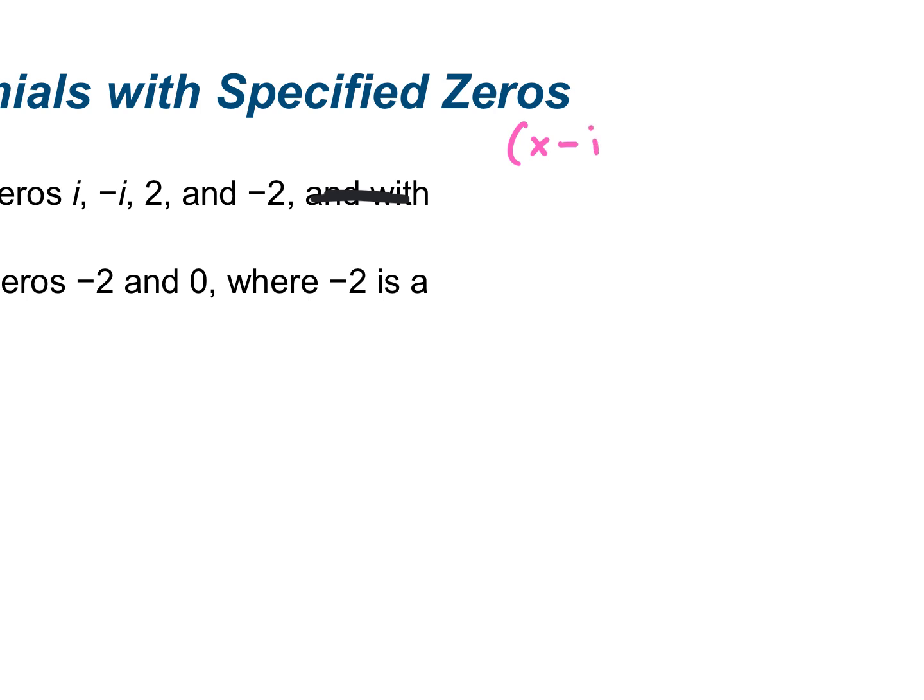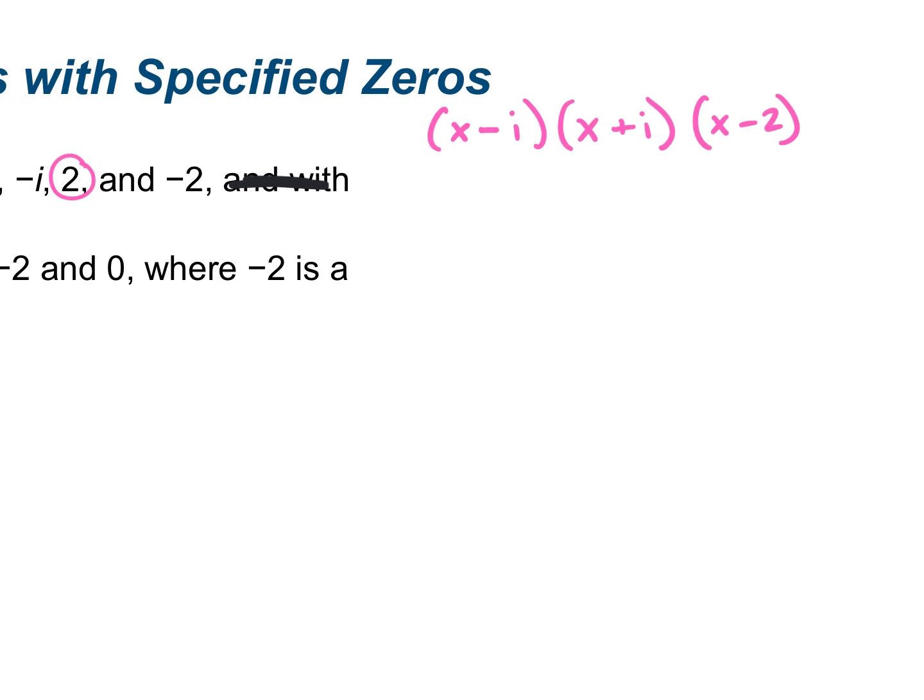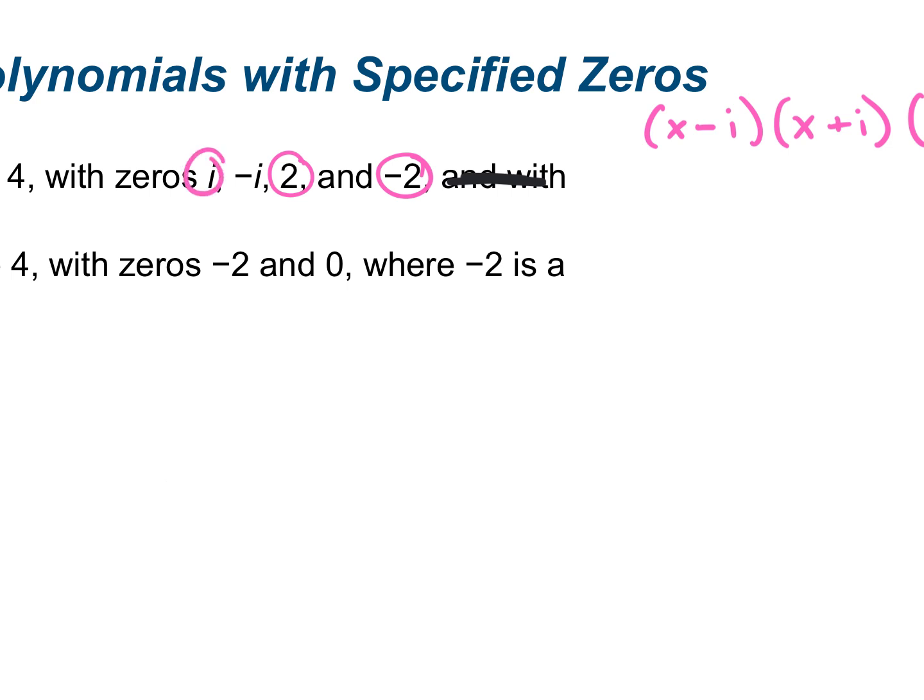So x minus i. Next, we change the sign, it'd be x plus i. How would I write 2 in factored form? X minus 2. How do we write negative 2 in factored form? X plus 2. So this is in factored form, but we got to multiply this all out to come up with our polynomial. How many zeros did we start with? 4. So our answer is going to be a polynomial that's x to the 4th power.